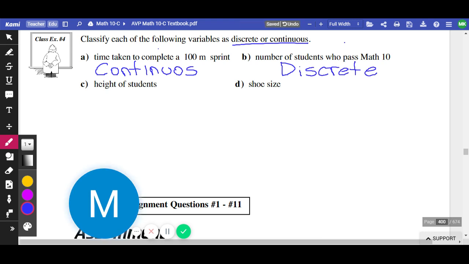Question C, the height of students. So let's just pretend you're growing. Do you go instantly from being 5'6" to 5'8", or did you gradually grow and get there? At some point, were you 5'6" and a little bit, right? And then 5'7", and then 5'7" and a little bit, and then a little bit more. You don't just wake up one day and you're 6 feet tall, right? It'd be pretty sweet, but it doesn't work that way.